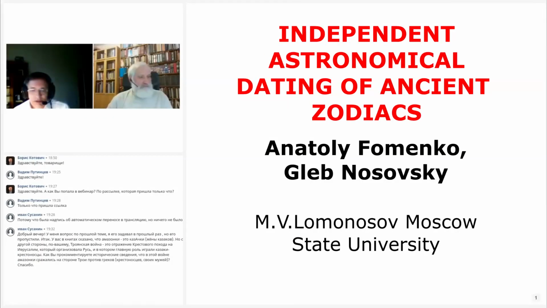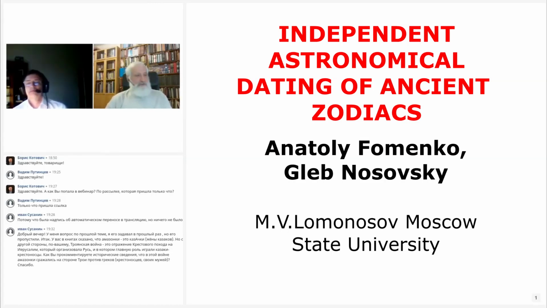Ivan Susanen asks a question. I am reading it expressively. In the books, it is said that Amazons were Cossack women, wives of Cossacks. On the other hand, the Trojan War is a reflection of the crusade to Jerusalem organized by Russia, in which Cossack crusaders played a key role. How would you comment on historical information that, in this war, Amazons fought on the side of Troy against the Greeks, the crusaders, and their husbands?